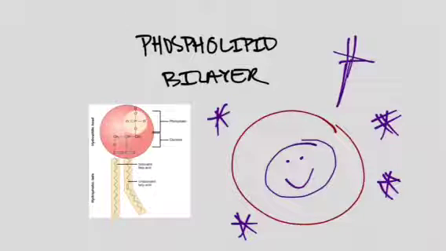So that's essentially what a cell is. It's just a ball of fat serving as a barrier between this crazy outside world and this nice and stable and warm and comfortable and cushy inside world. Yes, a cell is essentially a ball of fat.